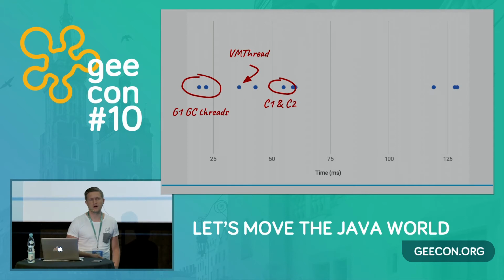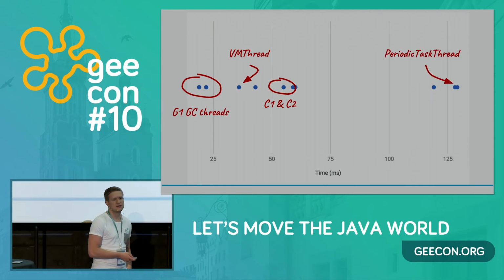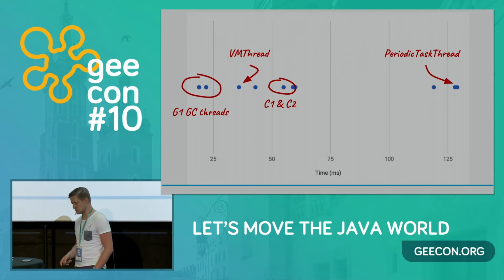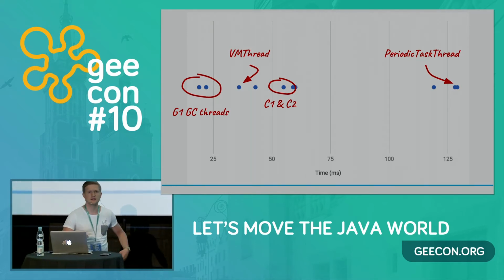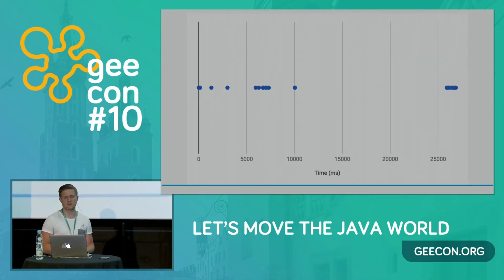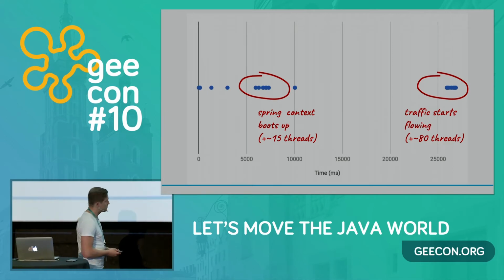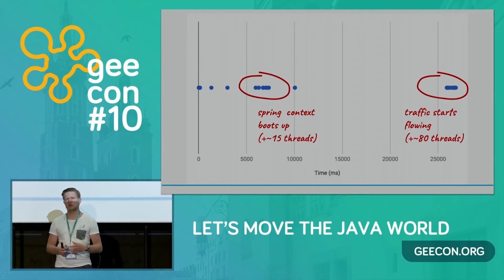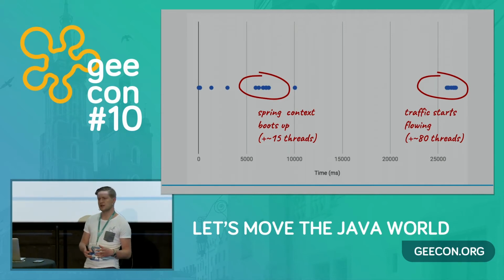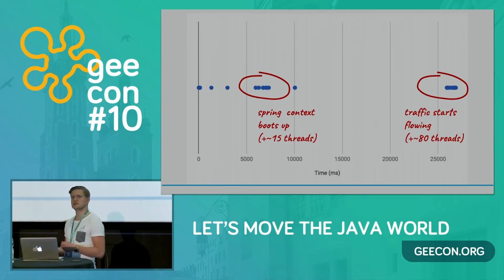Then we have compiler threads, JIT threads, C1 and C2 threads, and then some other threads which are not so important for us. Okay, so this is like the first 100 milliseconds of our application lifespan. But then, these are interesting as well. Why is it so that the Spring context boots up and only creates a handful of threads, and then only once the traffic starts flowing, we get all the other threads created?